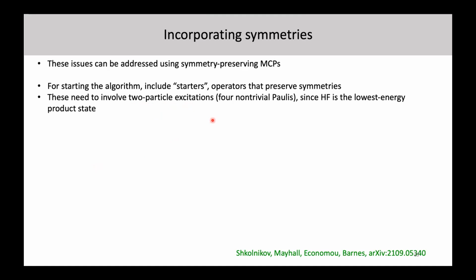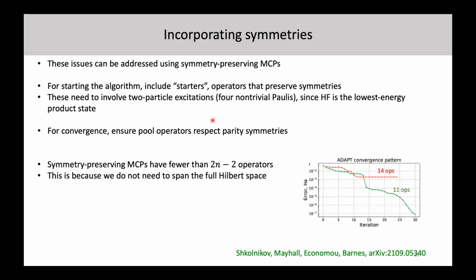But then aside from that, we just have to make sure that all the pool operators respect the different parity symmetries in the problem, the ones related to particle number, inversion, and spin. And you can systematically do that using some fairly straightforward group theory analysis. And what tends to happen is that you need fewer pool operators, even less than 2n minus 2 in the case of symmetries, because now we're just exploring a smaller symmetry subspace of the full Hilbert space.